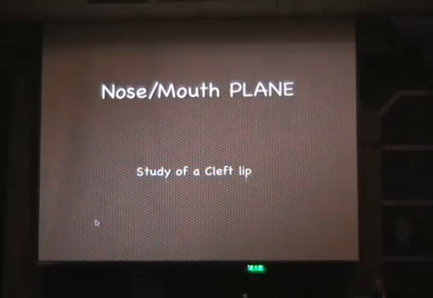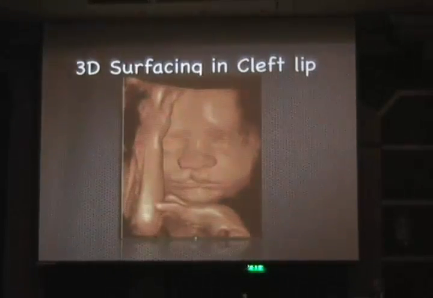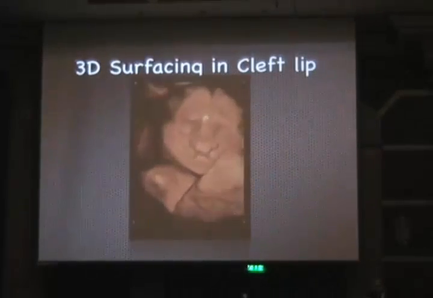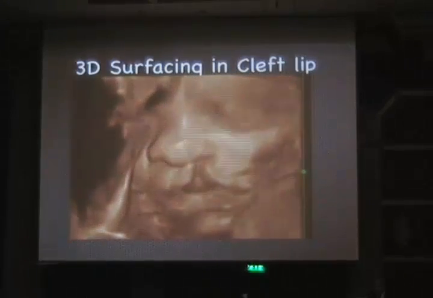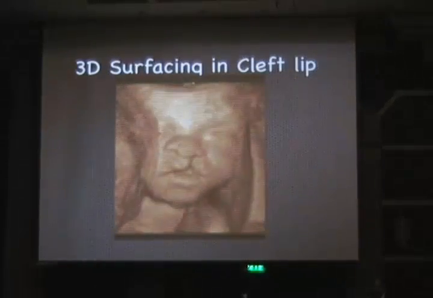So let us see some pathology. The cleft lip, as you can see, this is a unilateral cleft. This is a medial, always very bad prognosis, and this is a bilateral. This is a normal image. The surfacing here will help you a lot to explain to the parents what a cleft lip means. So you can just have a little one, a big one, a bilateral, a middle one, a bilateral, a little one.